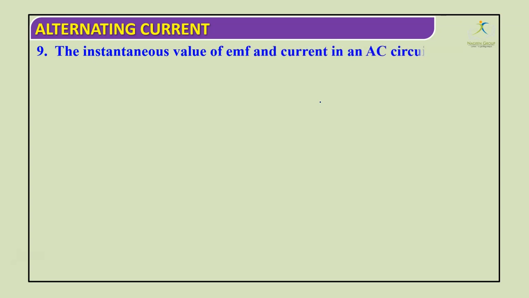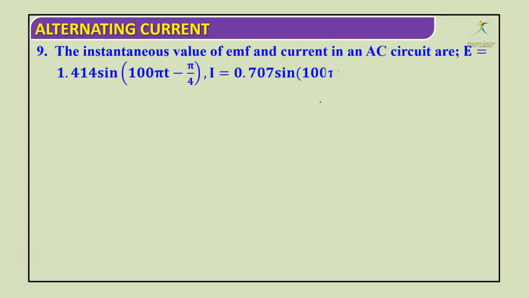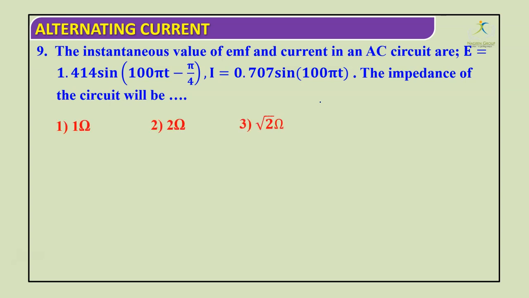Next question we have: the instantaneous value of EMF and current in an AC circuit are E is equals to 1.414 sine 100 pi t minus pi by 4, and I is equals to 0.707 sine 100 pi t. The impedance of the circuit will be: 1 ohm, 2 ohm, root 2 ohm, 1 by 2 ohm.